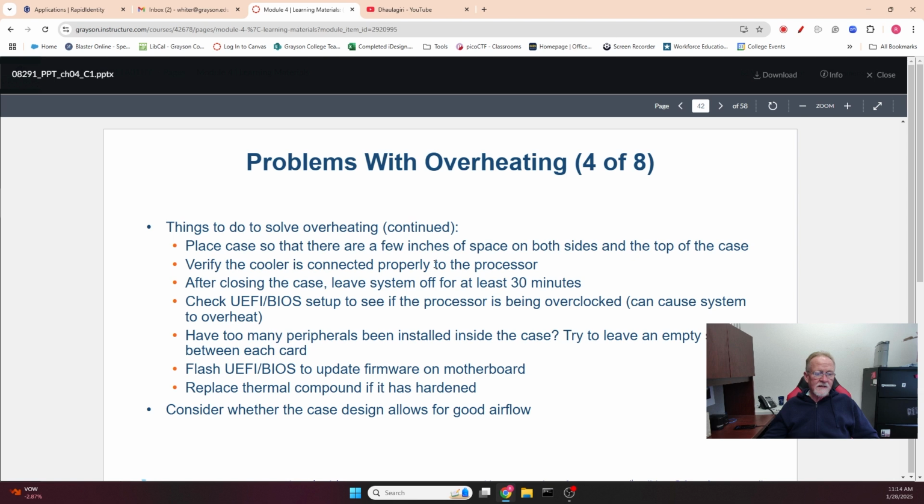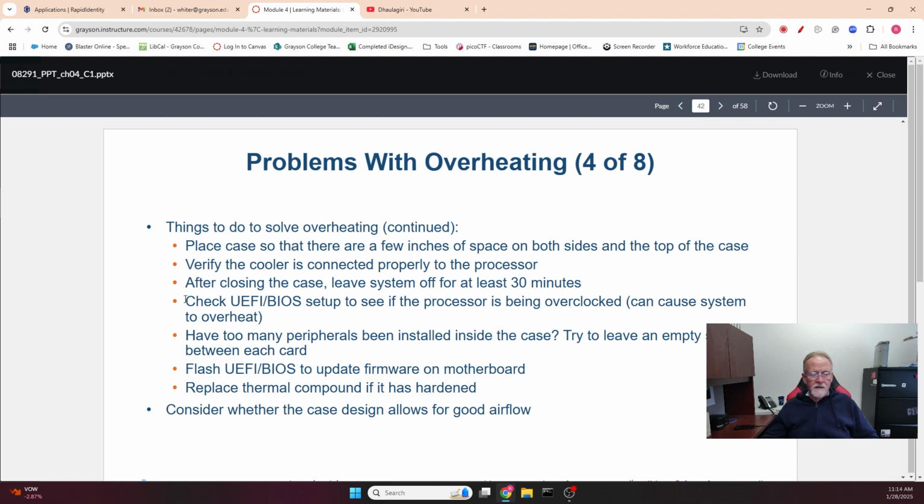Verify the cooler is connected properly to the processor. Make sure there's enough heat paste on there. I've seen that happen before. People didn't use enough and it basically didn't make a good connection between the cooler and the processor, and so heat wasn't being removed quickly enough. After closing the case, leave it off at least 30 minutes, then check the BIOS to see if the processor has been overclocked. This will cause the case to overheat.